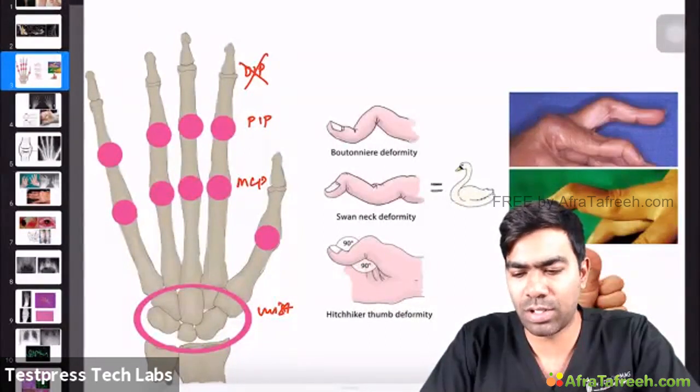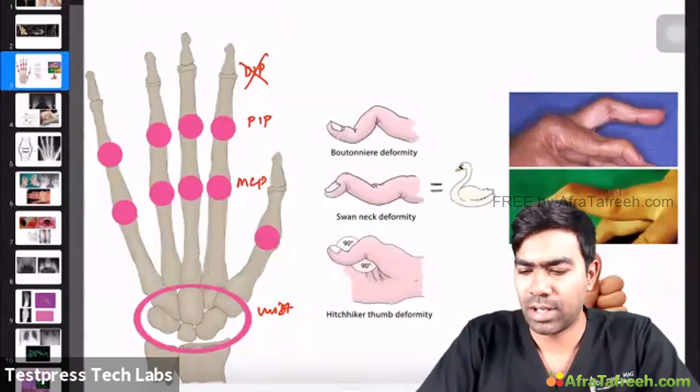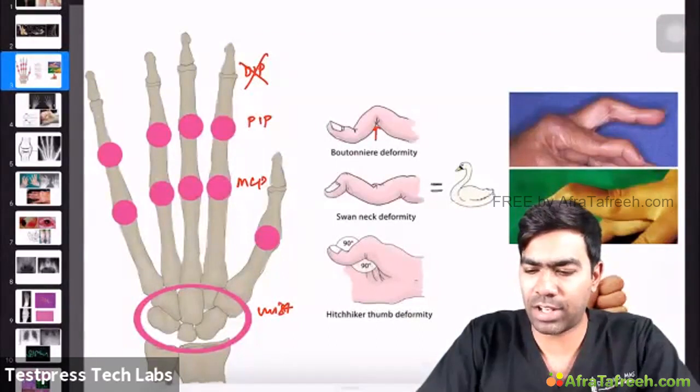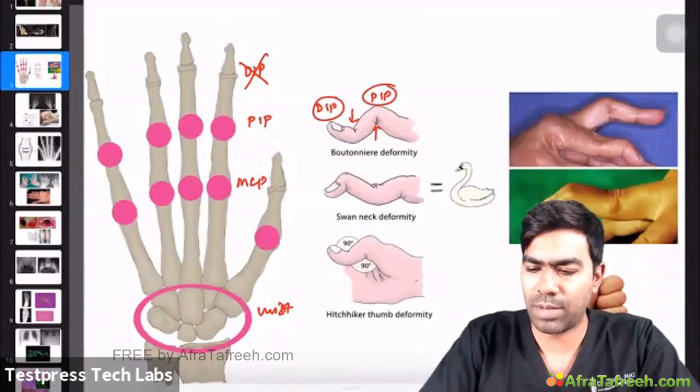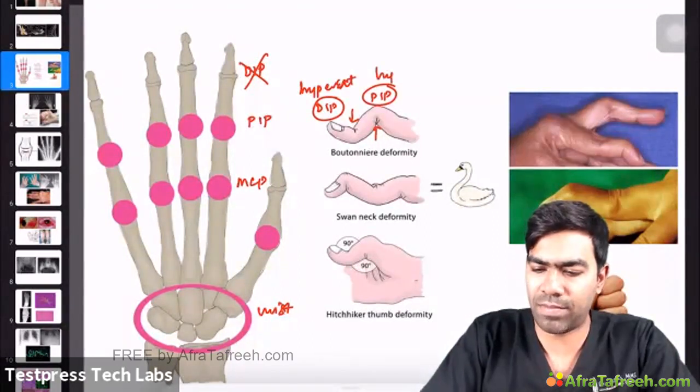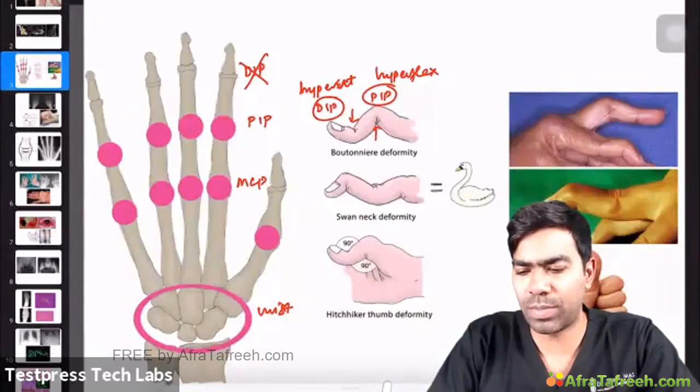So what is boutonniere deformity? Boutonniere deformity is basically hyperflexion at the PIP joint and hyperextension at the DIP joint. So there will be a DIP hyperextension and a PIP hyperflexion. So that is classic boutonniere. And the swan neck is going to be the exact reverse.